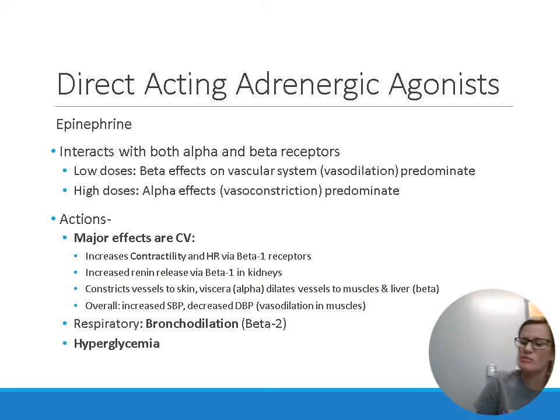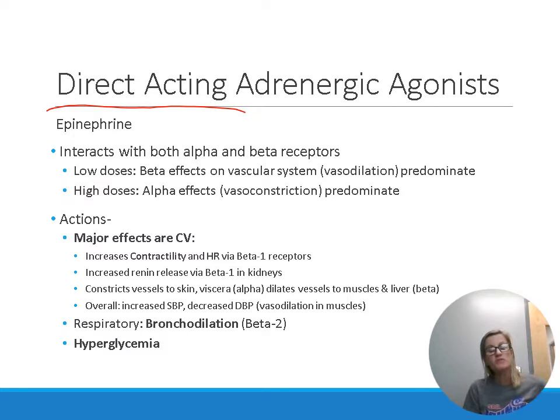Okay, so now we'll talk about the actual drugs, right? You know about the receptors, where they are, and what happens when you activate them. Now we'll talk about drugs. We're talking about adrenergic agonists. We're going to start by talking about the direct-acting adrenergic agonists. Direct agonists bind to the adrenergic receptors and activate them, just like the endogenous ligand would.